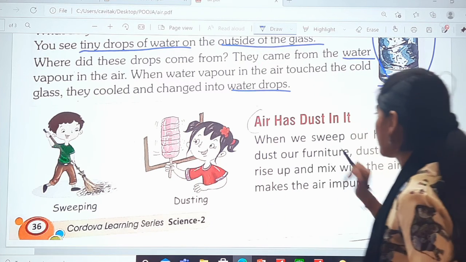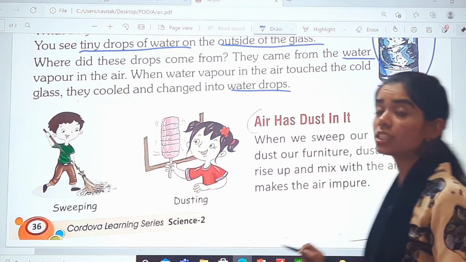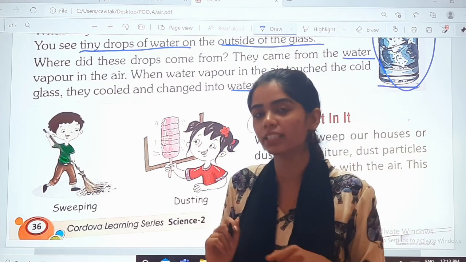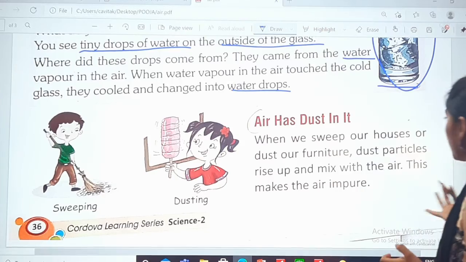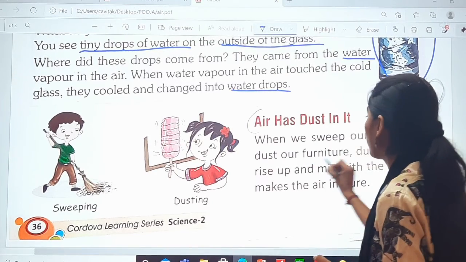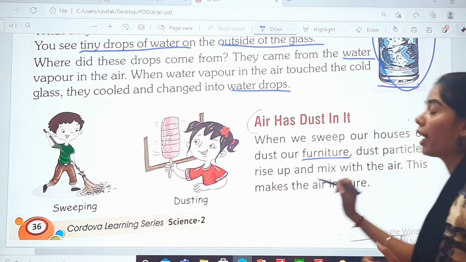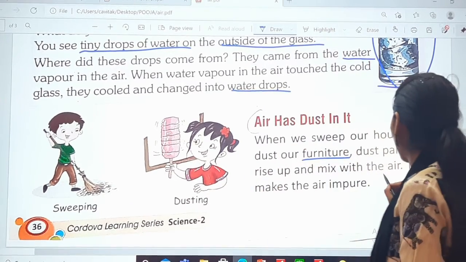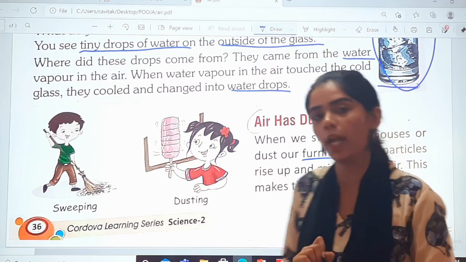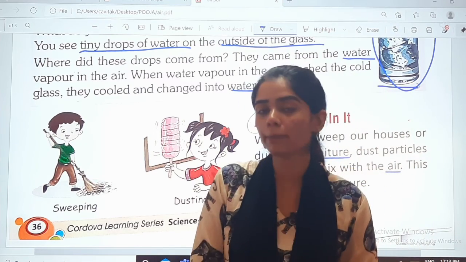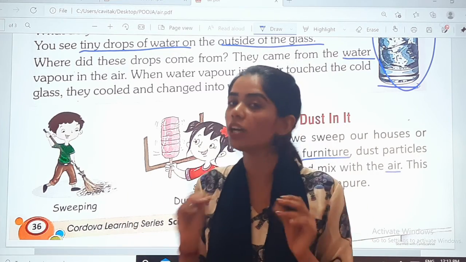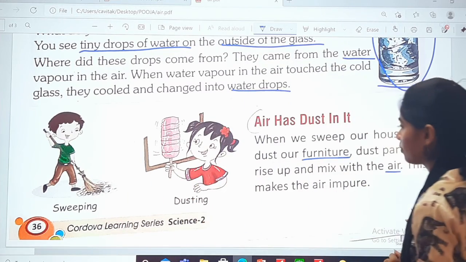Air has dust in it. When we sweep our house, जब हम हमारे घर की सफाई करते हैं, what do we see? That there is dust on our furniture. Then what happens? This dust rises up and mixes with the air. Now because of this, what happens? The air becomes impure. Air जो है वो impure हो जाती है.